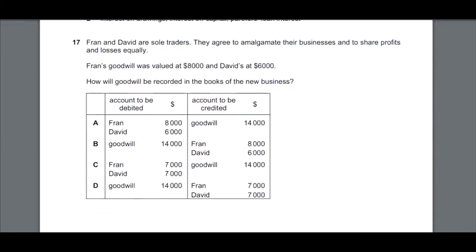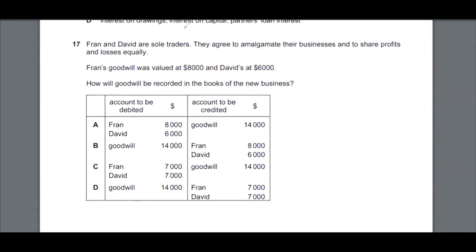Then we have multiple choice 17, which is about Fran and David, who are sole traders. They agree to amalgamate their businesses and to share profits and losses equally. Fran's goodwill was valued at 8,000 and David's at 6,000. How will goodwill be recorded in the books of the new business, right? So how will this goodwill be recorded?